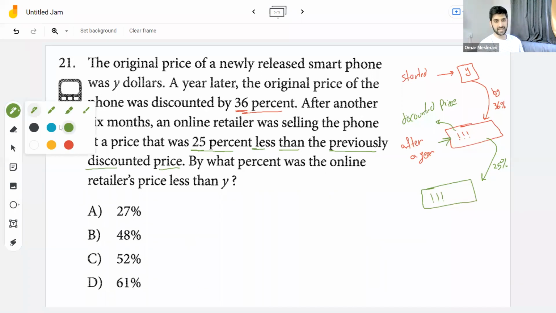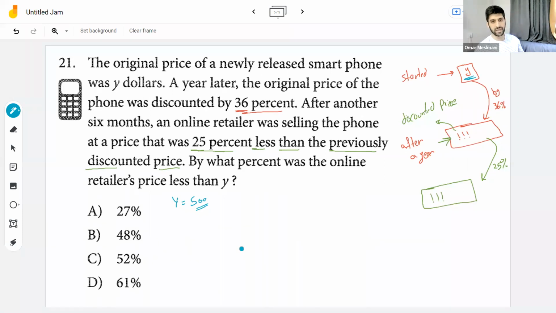The easiest way to solve the question is assuming a value of Y. Do I know what the price was? Do I know what Y is? We don't know. So we're going to assume that Y is a value. Let's say Y is going to be 500. By the way, you can choose any value you want. I prefer to use 100, but now I'm going to use 500 to show you that anything you use is going to be correct.